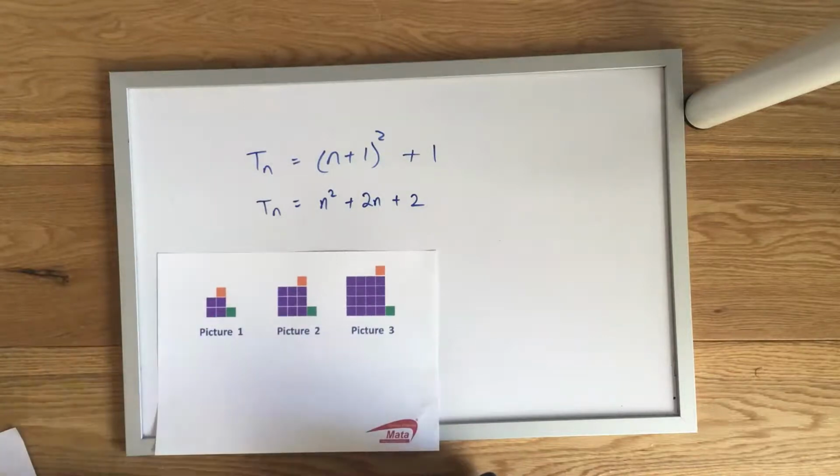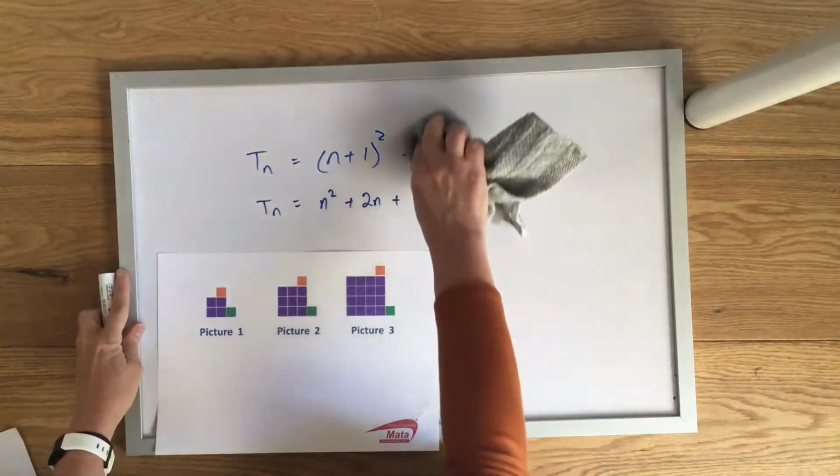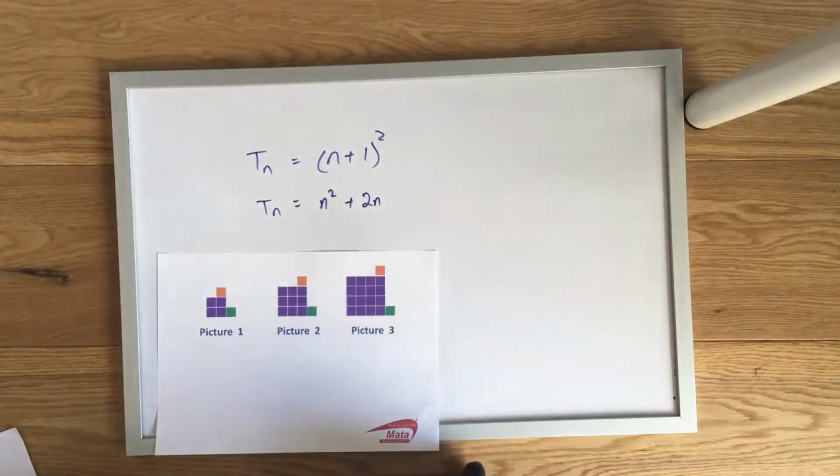Again, very similar. This time we have an orange one and a green one added on. So instead of plus 1, it's going to be plus 2.